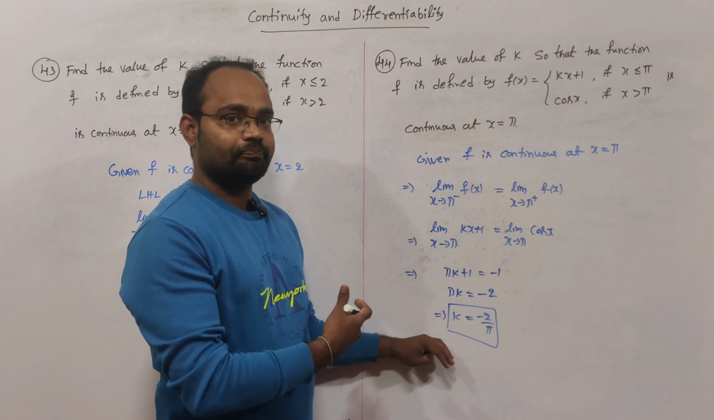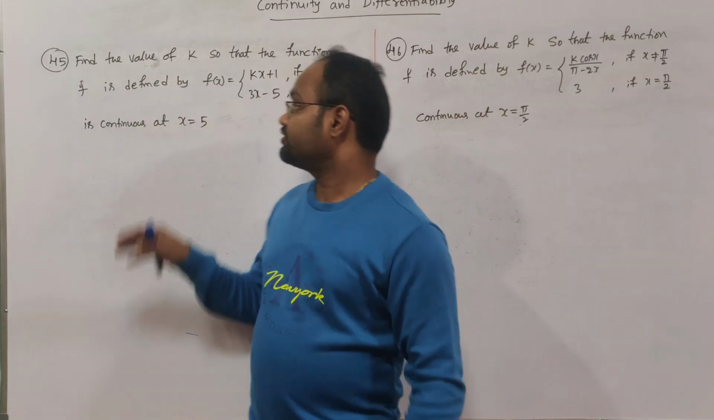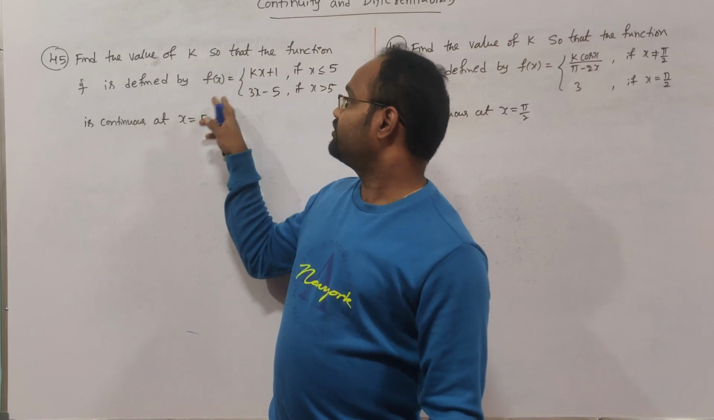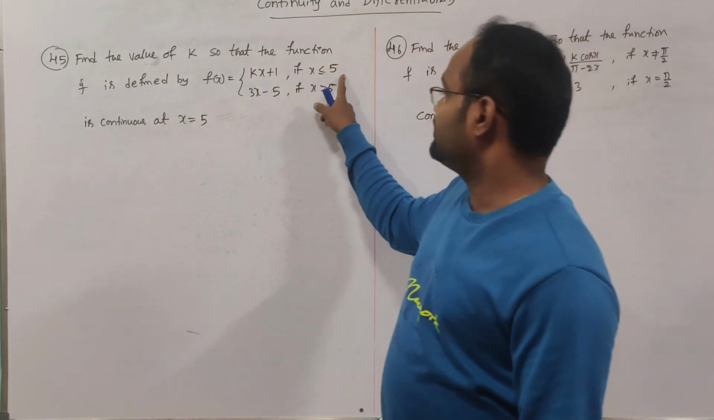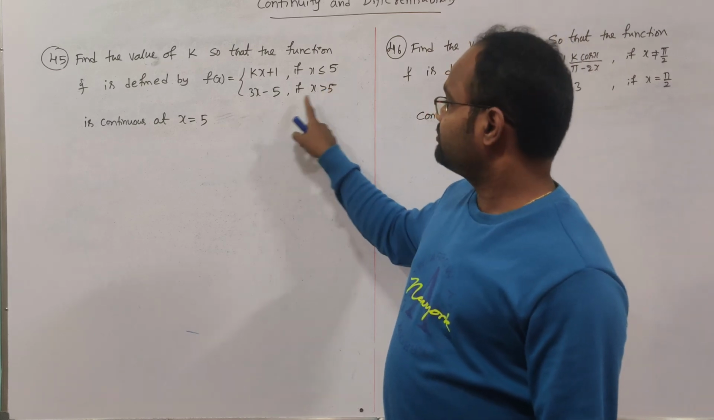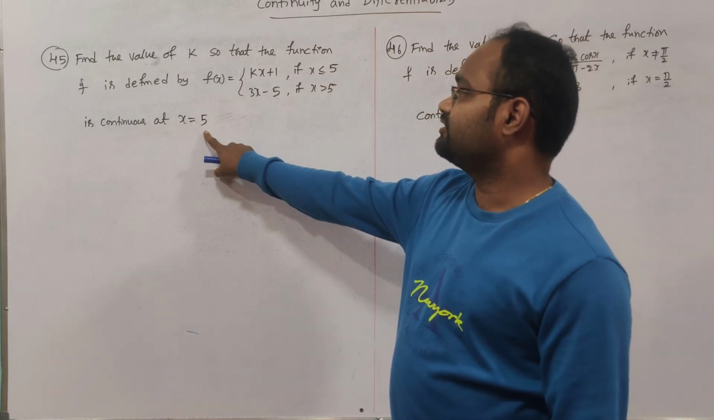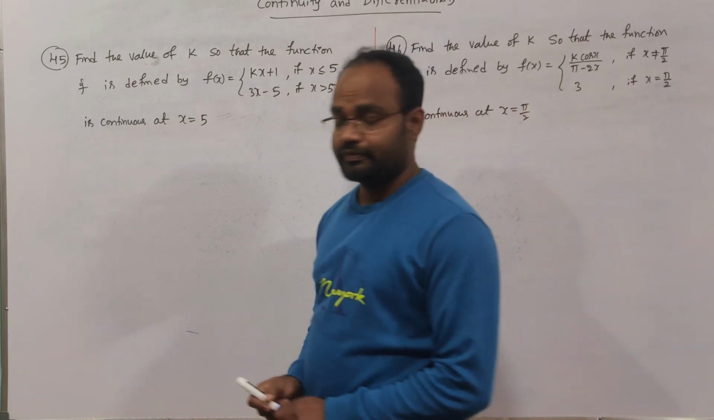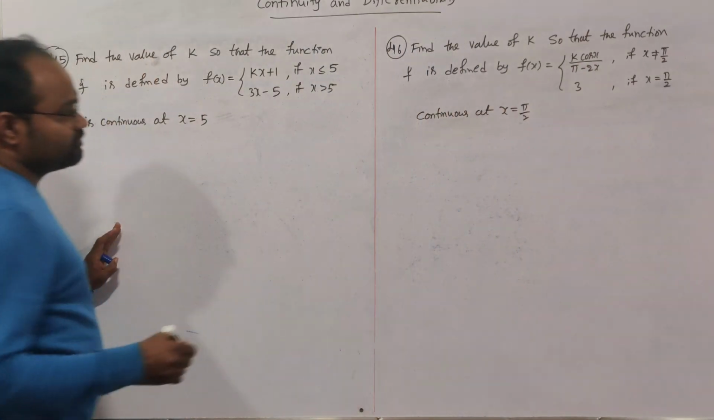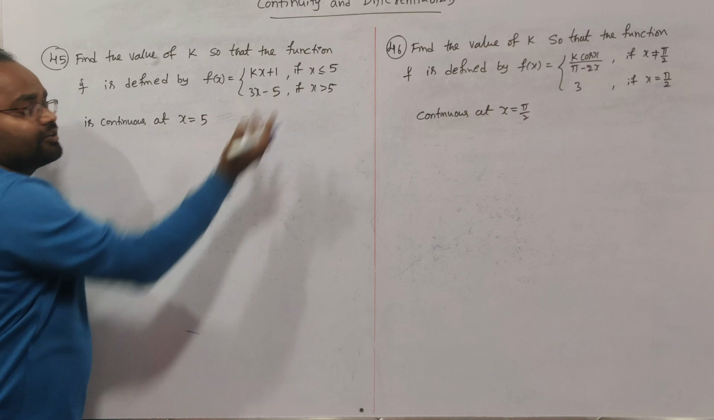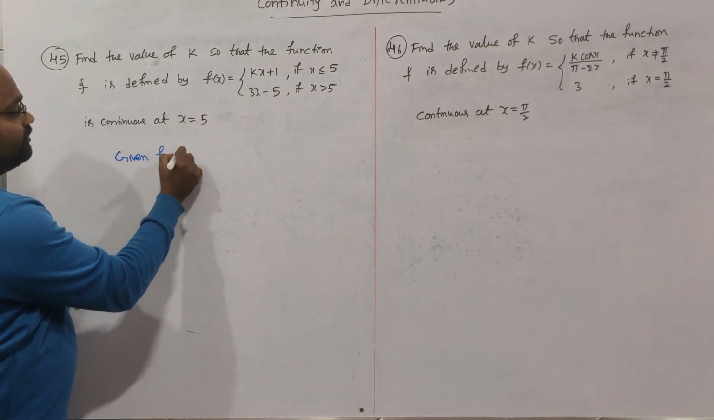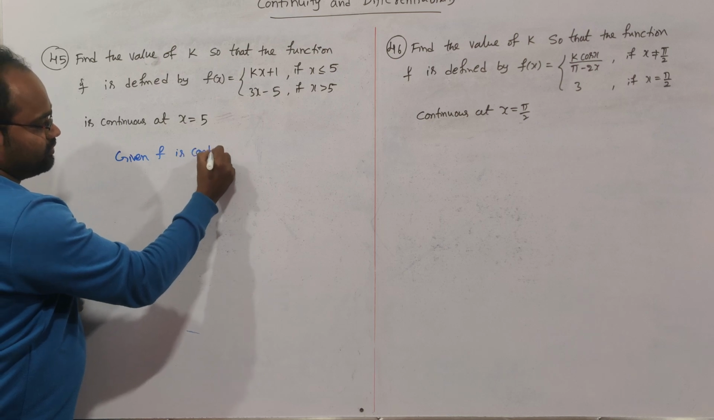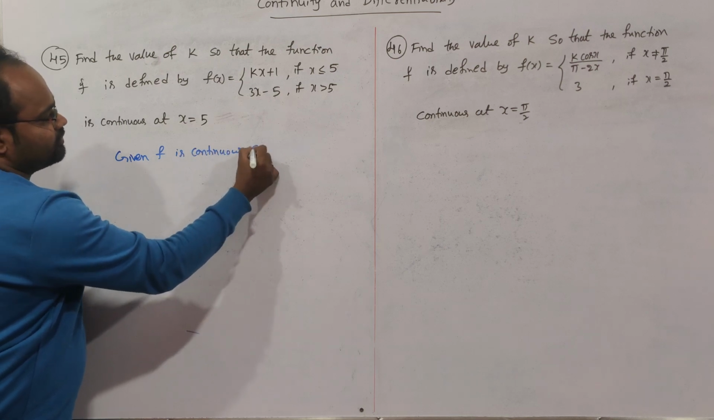ಅವನು ಡಿಸ್ಕಸ್ ಮಾಡೋಣ. Right? Okay, next find the value of k so that the function given by f of x is equal to kx plus 1 if x less than or equal to 5, 3x minus 5 if x greater than 5, is continuous at x equal to 5. So idu same case, you know, inequality separation. So given f is continuous at x is equal to 5.